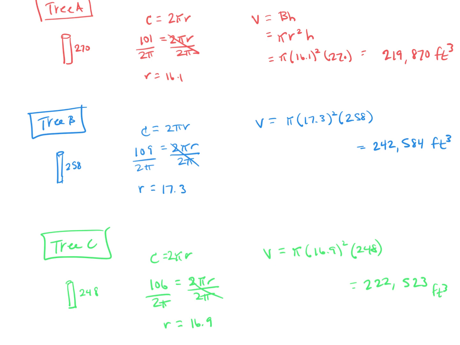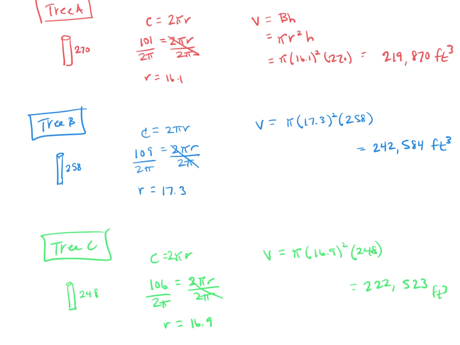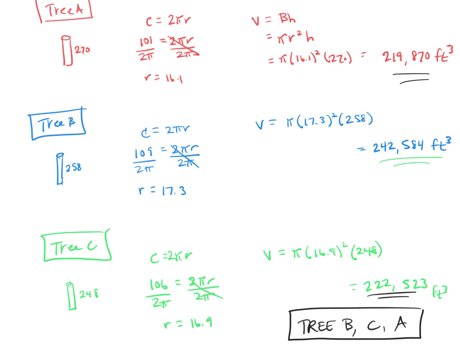And we were asked to order them by size from largest to smallest. So tree B, that is our largest tree. Then we've got tree C and then tree A. So the tallest tree actually was kind of the skinniest, and ended up having the least volume. So there we are, ordering largest volume to smallest volume.